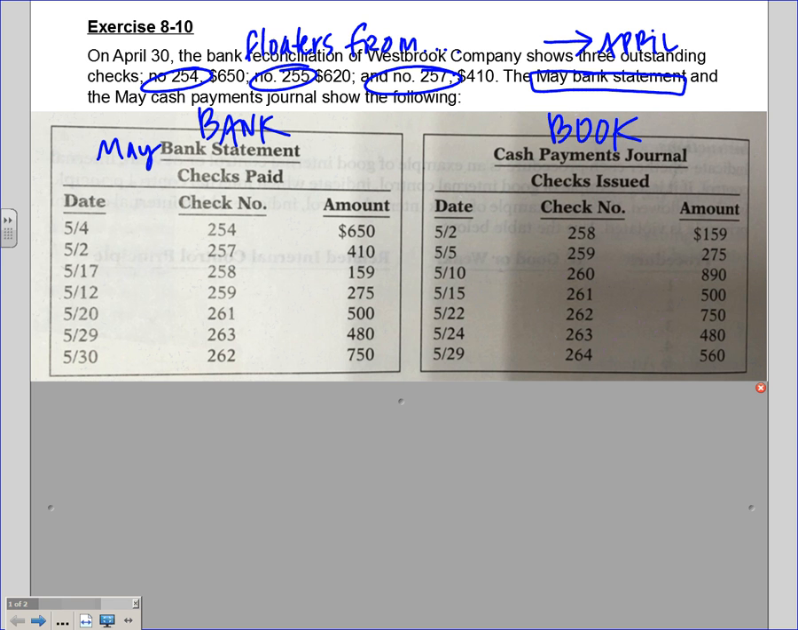We know we wrote those, and that would have been our April books, but let's see if they caught up to the bank. Do you see check number 254 anywhere in this list in the bank? Okay, then cross it off. It cleared. We can even cross it off up here. How about 255? Ay, ay, ay. Why don't we see it in the book list?